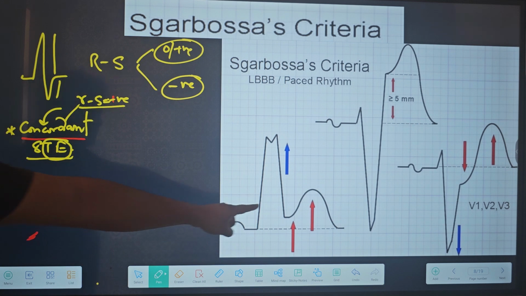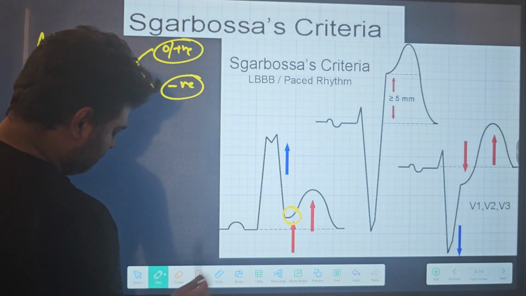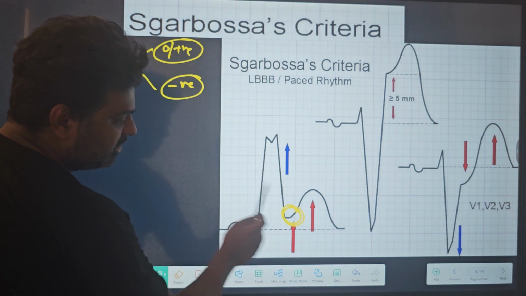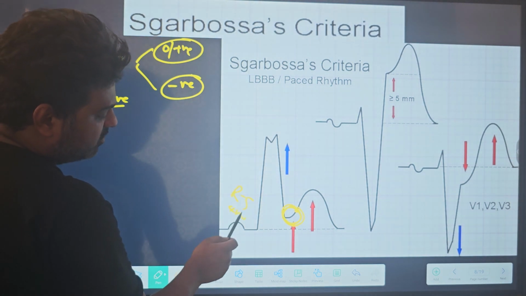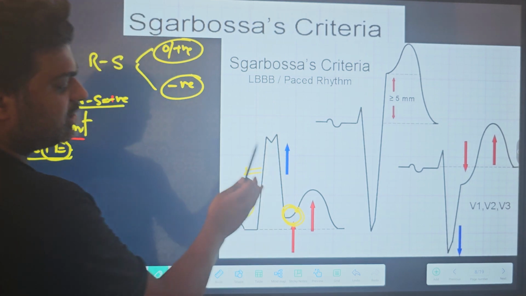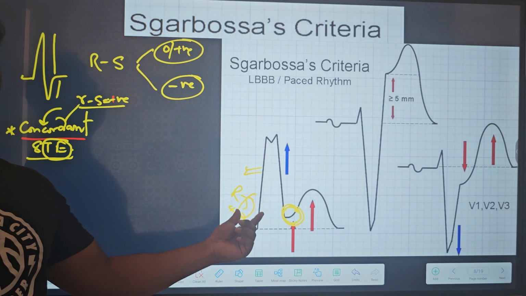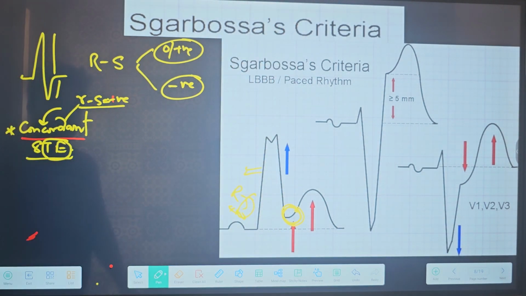For example, see this ECG. Here there is ST elevation, and R minus S is positive. Actually there is no S, so R minus S is positive. So this will be called a concordant ST elevation. That is, there is ST elevation and R minus S is positive, that is, net QRS is above the baseline.